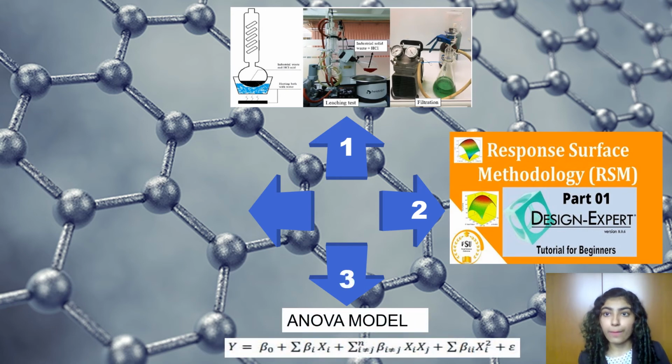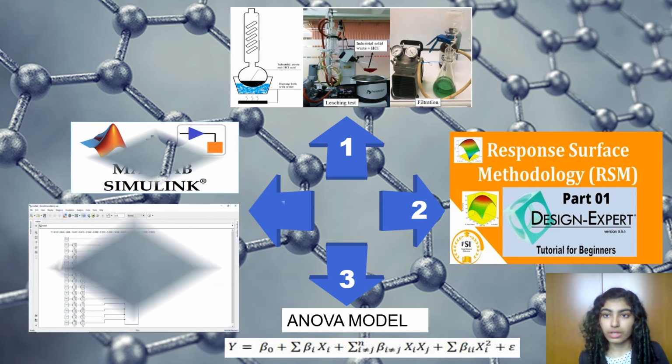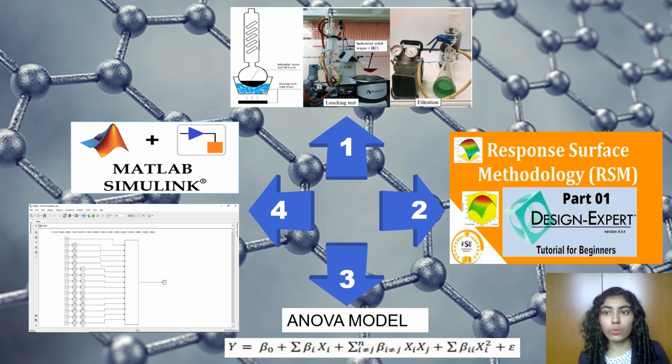Next, based on the data produced, an ANOVA model can be formed. An ANOVA model is basically a quadratic equation formed by analyzing the experimental data. And for our last step, which is our simulation, the simulation is done via a software called MATLAB with the help of the ANOVA model. This software is used to obtain the maximum yield of graphene with the help of simulation based on the selected parameters.